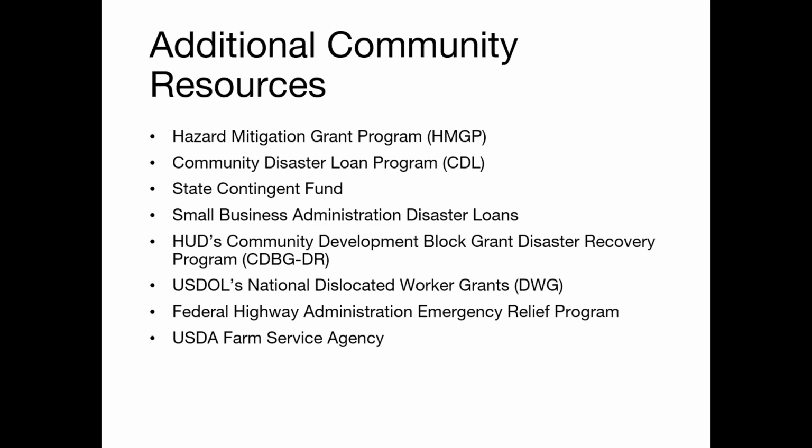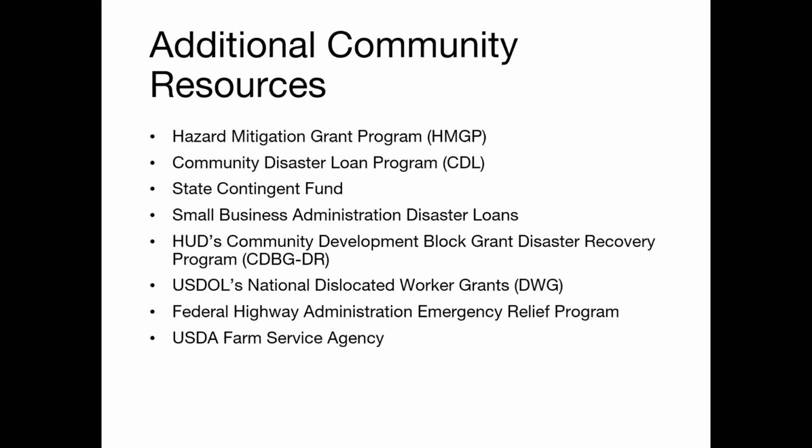FHWA's Emergency Relief Program helps communities hurt by natural disasters and catastrophic events and provides funding to repair damaged roads and bridges. Generally, this includes interstates, freeways, and major collector roads. The Iowa Department of Transportation is the pass-through entity for the state of Iowa, and you can find more information on this on DOT's website.